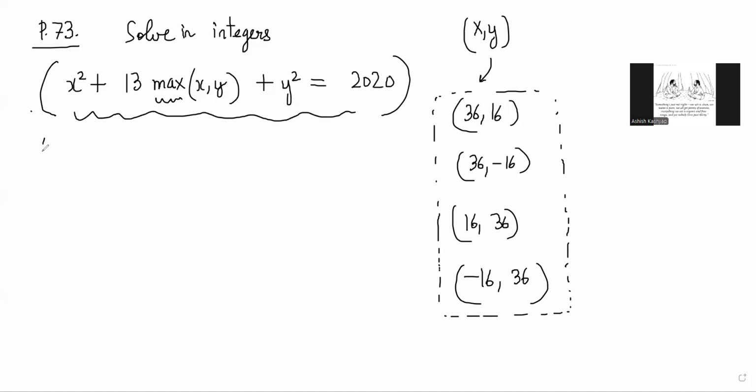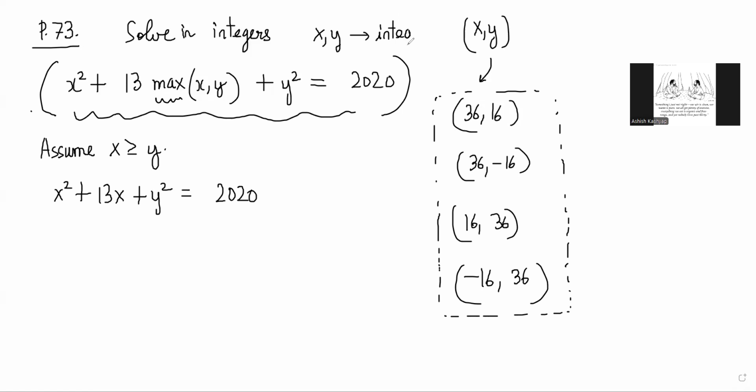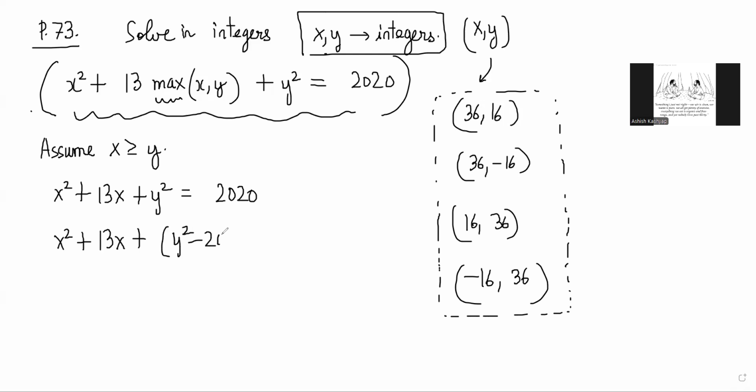The way to do it is first of all assume without loss of generality x is greater than y. You can do the other thing also. So the equation becomes what? x square plus 13x plus y square is 20, right? Now we know that both x and y have to be integers. So we can write this as a quadratic in x and say that this quadratic has an integer solution, right?